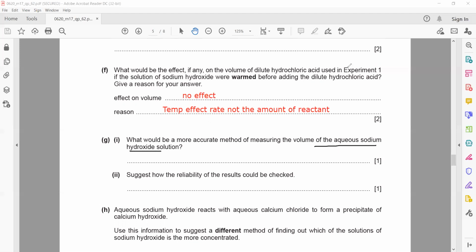Suggest how the reliability of the result could be checked. How can we check our results are reliable, our results are accurate? By repeating the experiment and taking an average. So repeat the experiment and take an average, which increases the reliability of the result.